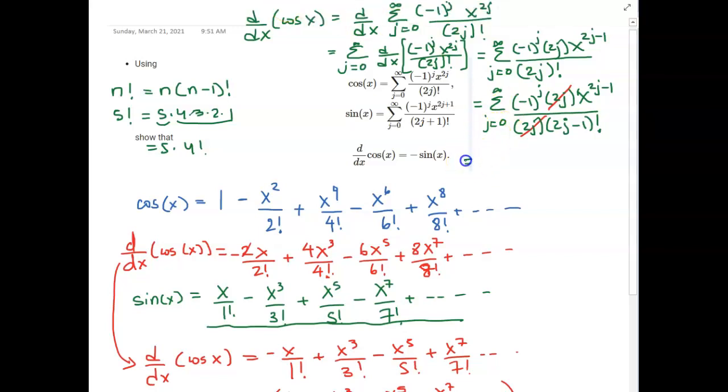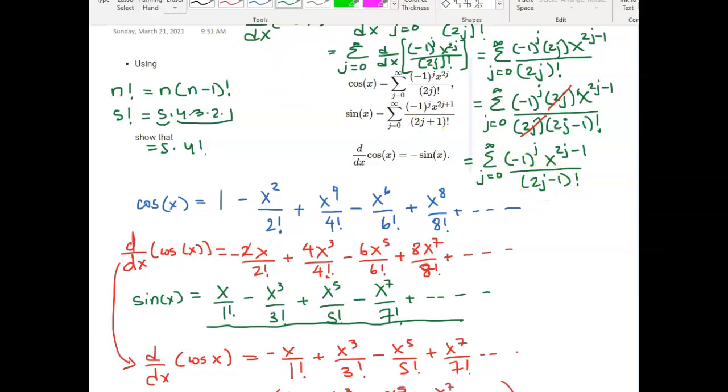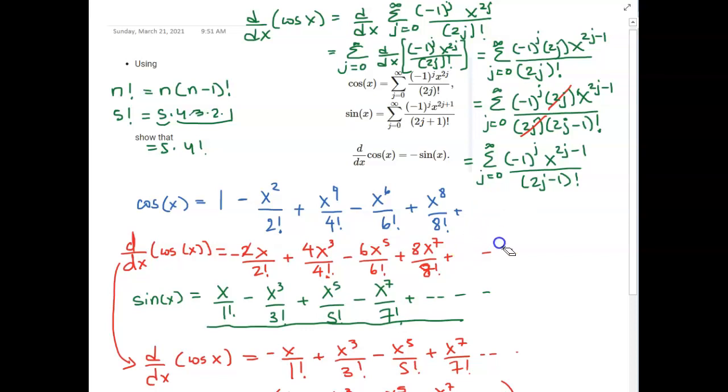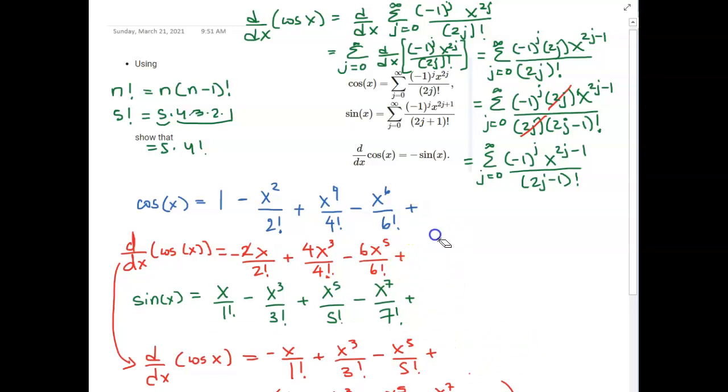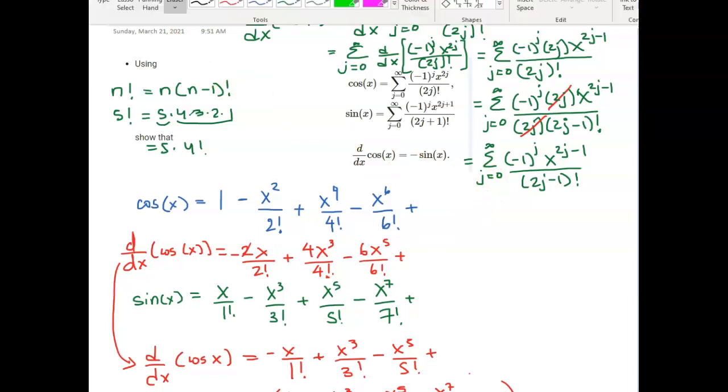And what we have left is the sum over j from 0 to infinity of (-1)^j, x^(2j-1), divided by (2j-1) factorial. Okay, so now we want to match these with that formula. As it is now, it doesn't exactly match. If you look at the powers in the factorial, they're not the same. So what you want to do is an index shift.